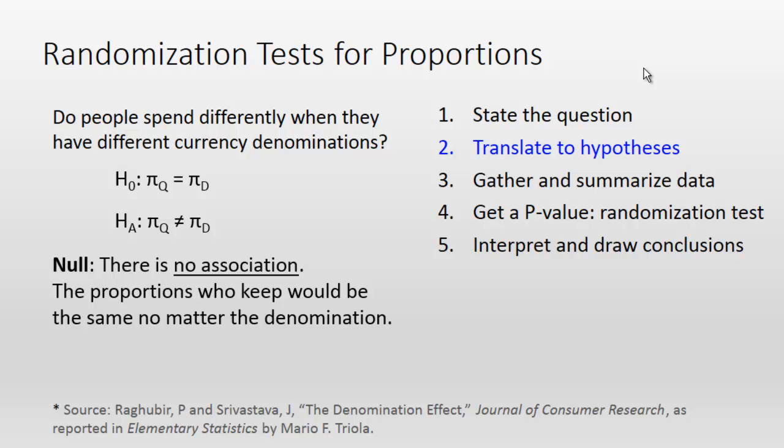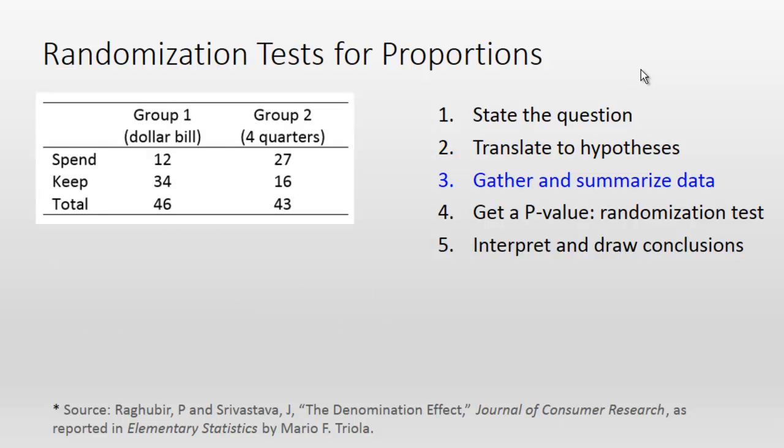In words, we're only going to write the null hypothesis. This is that there is no association. In other words, the proportions of people who are going to hang on to the money would be the same in either group, no matter whether they got the dollars or the quarters.